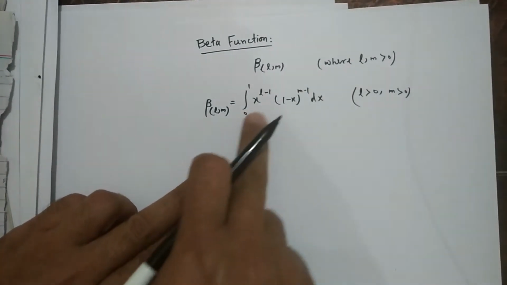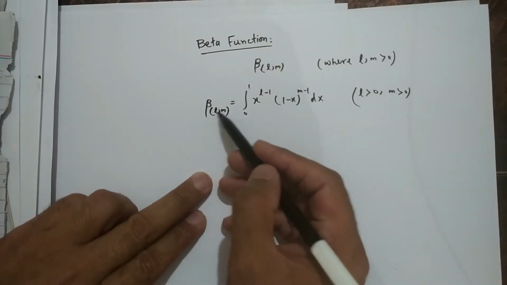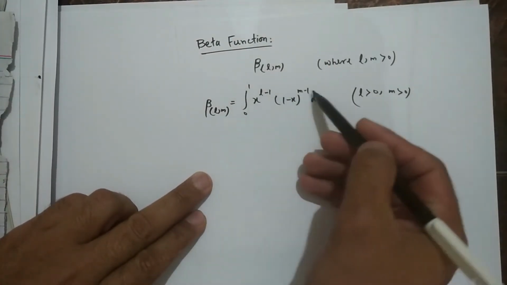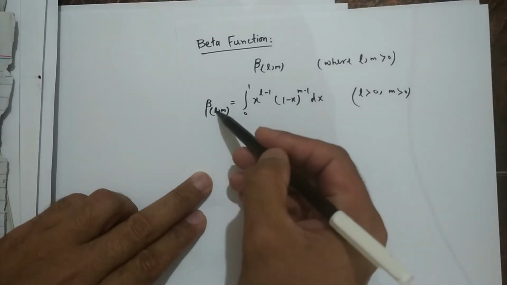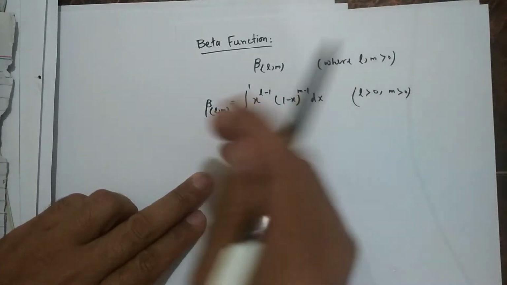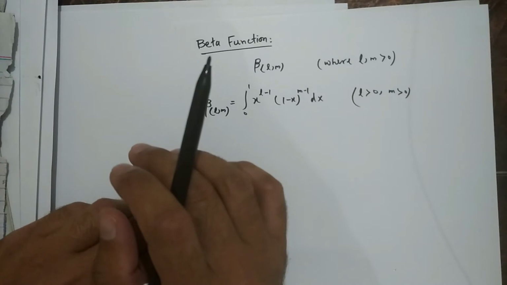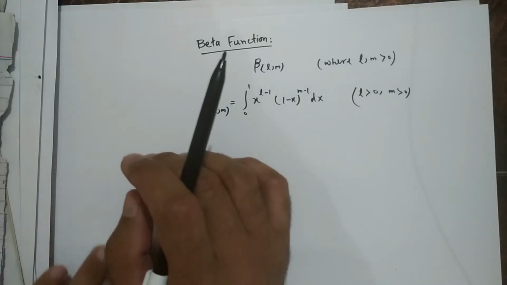So if here we have m, n, we should write beta(m, n). If here it is p, q, we should write beta(p, q). So these are not only integers, they are actually real numbers.